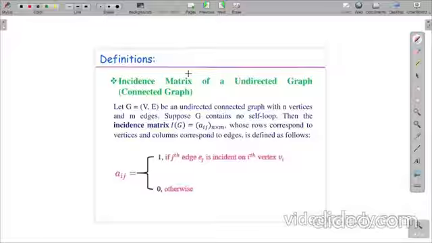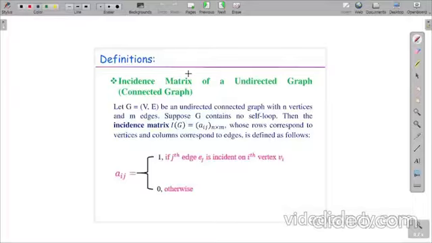Now we are discussing the incidence matrix. Again we are discussing these 3 cases for the incidence matrix. First case, undirected connected graph. Second case, directed graph. Third case, disconnected graph.